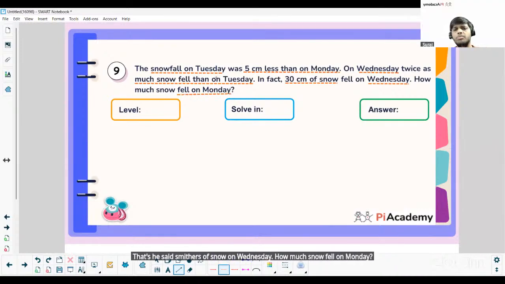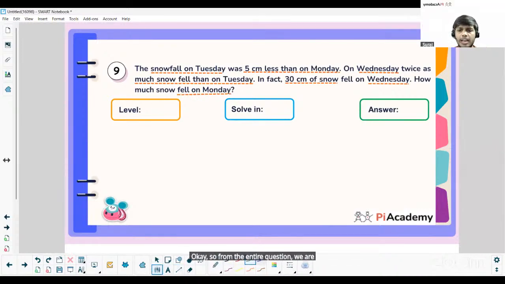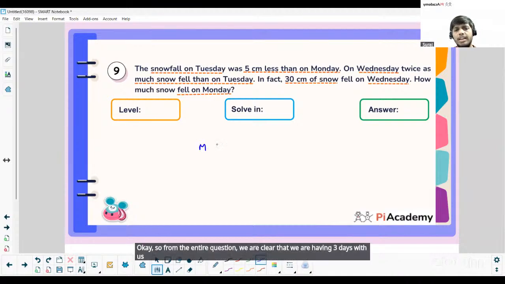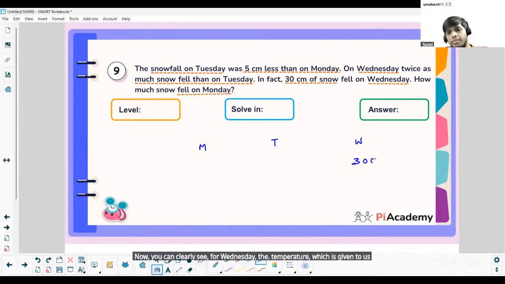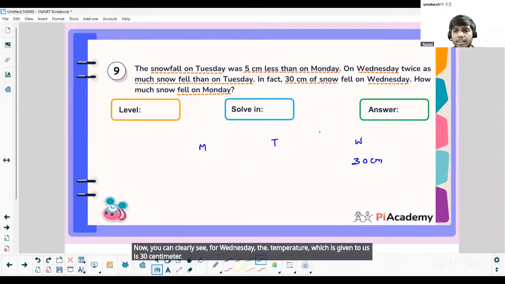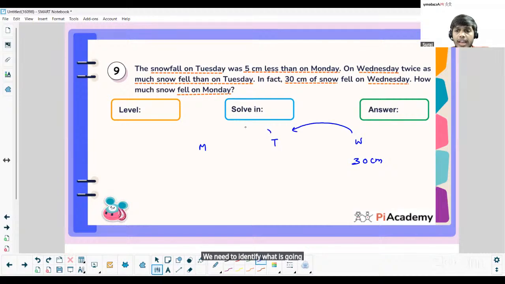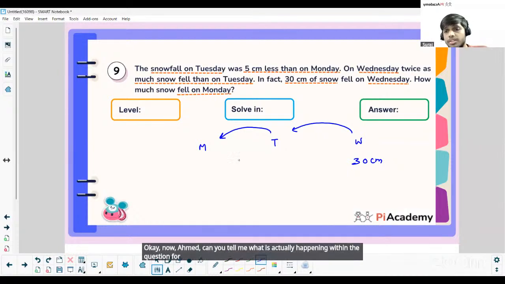Okay, so from the entire question, we are clear that we have 3 days with us. One is Monday, the other one is Tuesday, the third one is Wednesday. Now you can clearly see for Wednesday, the snowfall which is given to us is 30 centimeters. We need to identify what happened on Tuesday and on Monday. Now, Ahmed, can you tell me what is actually happening within the question for the day of Tuesday?